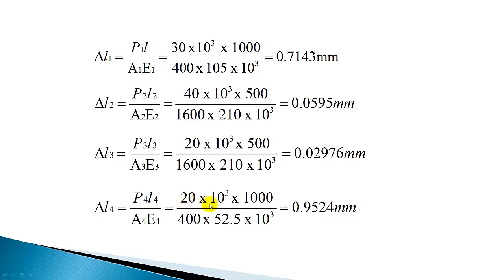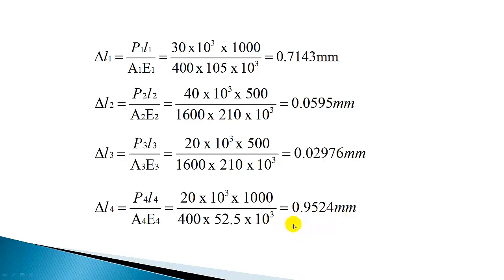Now delta L4 is P4 L4 divided by A4 E4. P4 is 20 kilonewton or 20 into 10 raised to 3 Newton, and L4 is equal to L, so 1000 mm. Area is A, 400 mm square, and Young's modulus is E by 2. E is 105 gigapascal, so E by 2 is 52.5 gigapascal, so 52.5 into 10 raised to 3 Newton per mm square, which gives 0.9524 mm.